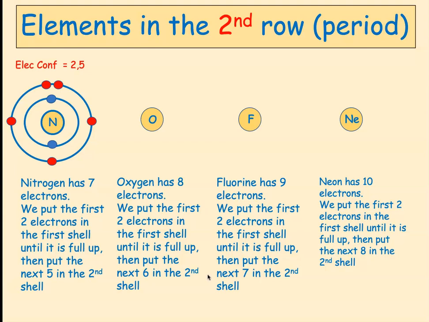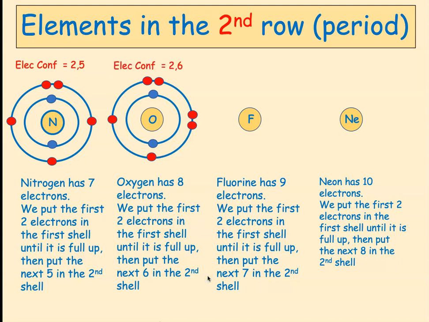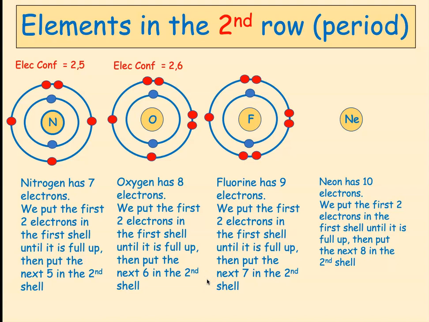Okay, so oxygen, hopefully 2 in the inner shell and 6 on the outer shell. Electronic configuration 2, 6. Fluorine has 2 on the inner shell. It's got 9 electrons, so we've still got 7 more to put on. 1, 2, 3, 4, 5, 6, 7. And its electronic configuration is 2, 7.